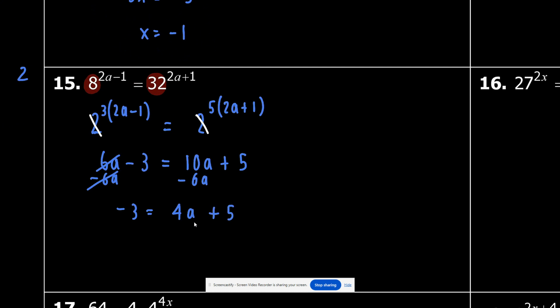So now in order to get this a right here alone, I'm going to subtract 5. Well, negative 3 minus 5 is negative 8, and that equals 4a. Then I'm going to divide by 4. So negative 8 divided by 4 equals negative 2. So a equals negative 2. Okay, so that was number 15.